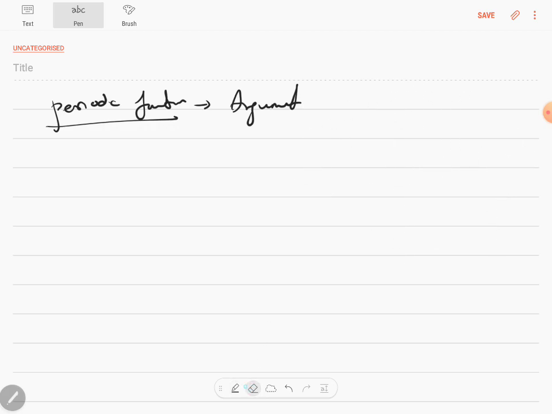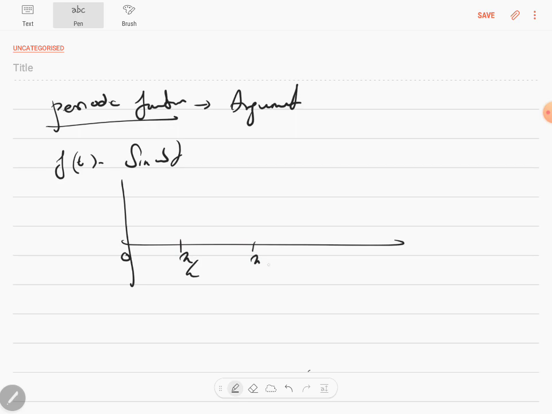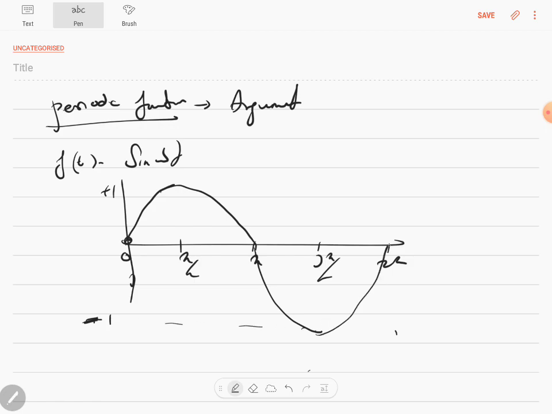That is also a periodic function. A simple example of a periodic function is f of t, which is sine of omega t, which is a sine function. As you know, you can put a sine graph with 0, pi by 2, pi, 3 pi by 2 and 2 pi, where sine 0 is 0. Sine 90 is 1, so the plus 1, minus 1. Sine 180 is 0. Sine 270 is minus 1.